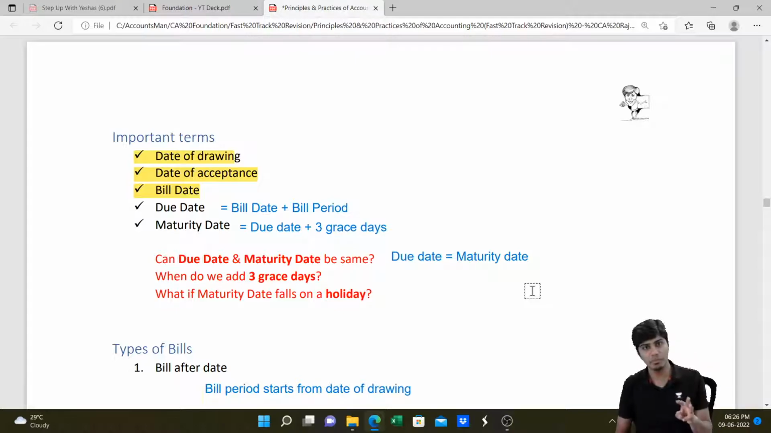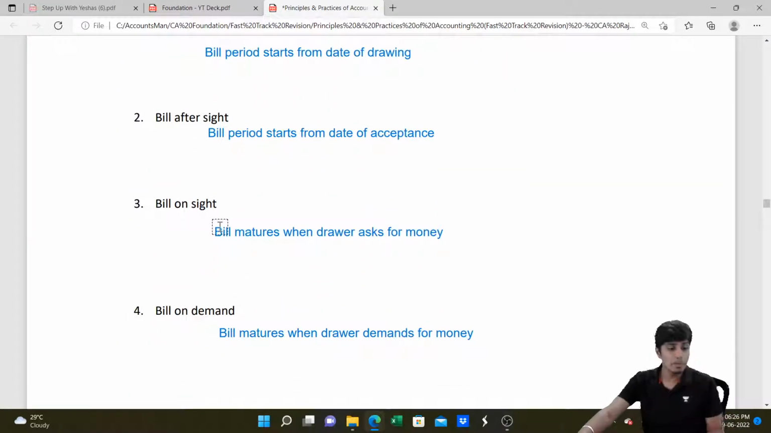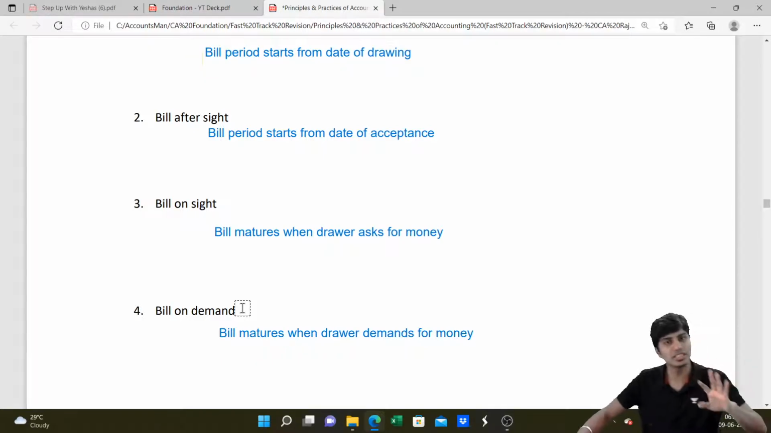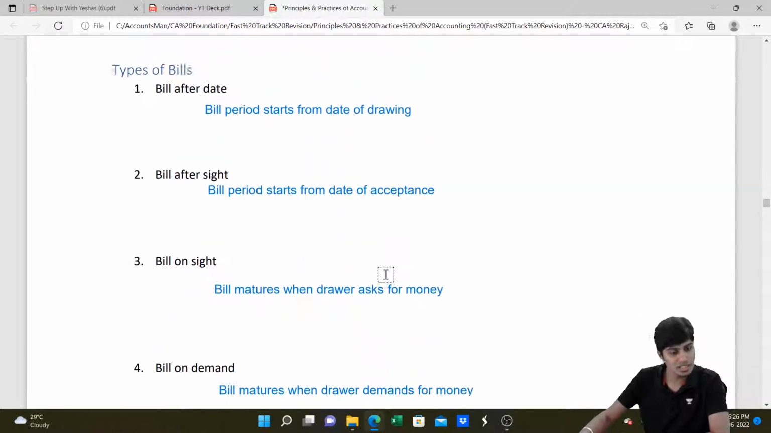3 grace days will come in only when I mention a certain period. If I mention the bill period is 1 month, then from the date of the bill, 1 month gives us the due date, and then 3 days grace is given, and then there is maturity. If the maturity date is pre-agreed and mentioned in the bill, or even if it is bill on sight or bill on demand, then due date is maturity date. Both are the same. No concept of 3 grace days. Isn't it? Yes.